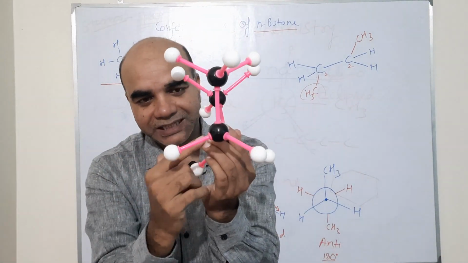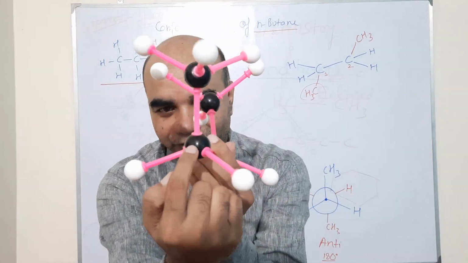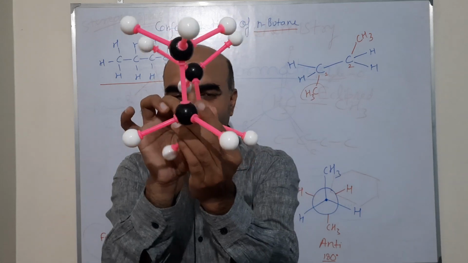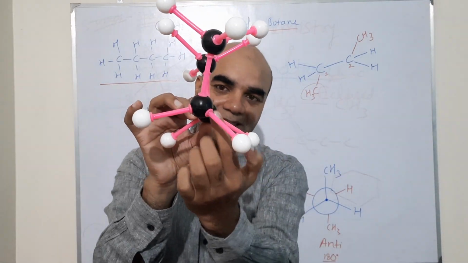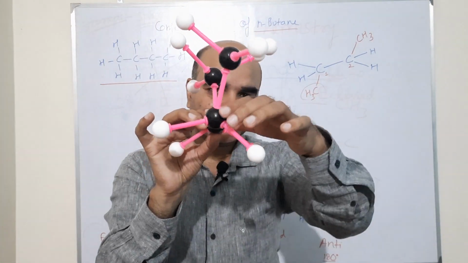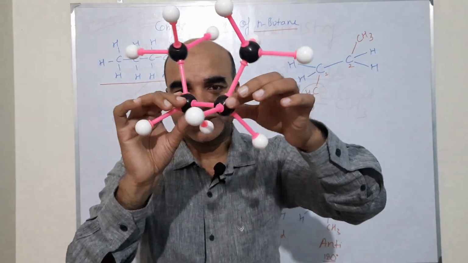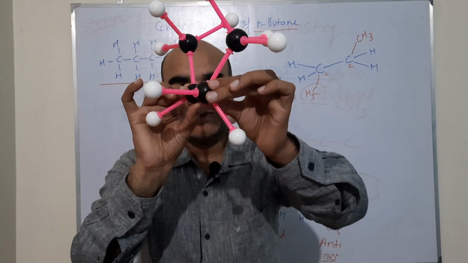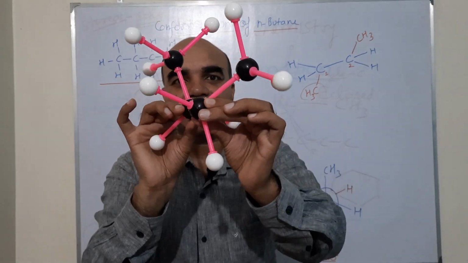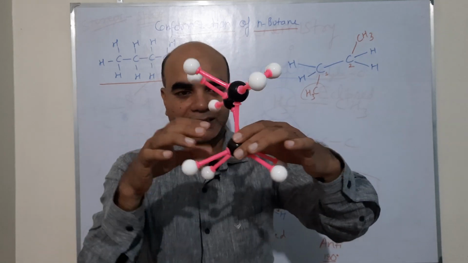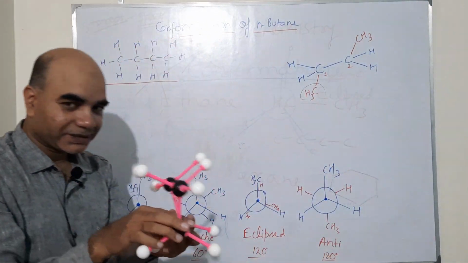Here you see this carbon. Keep your eye in front of this carbon. You are visualizing this carbon, and the other carbon is at the back, behind it. So this is the axis of rotation along the carbon-carbon single bond. We can rotate along this bond to get a new conformer. So I have already drawn these conformers on the board.